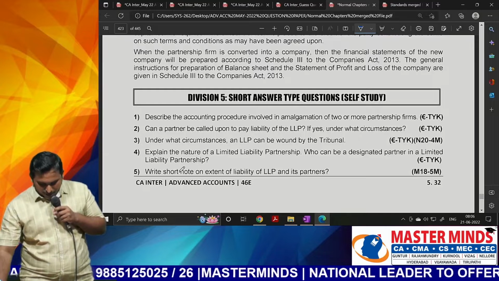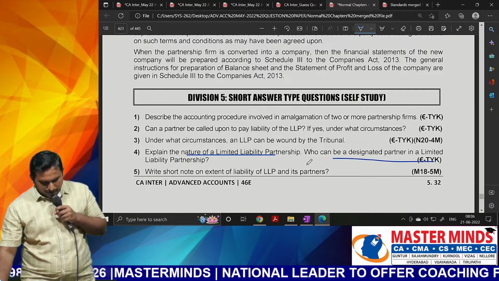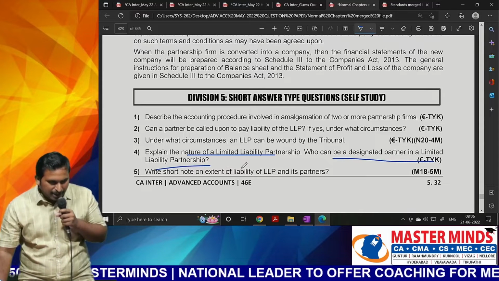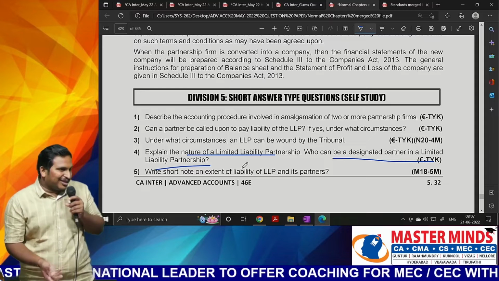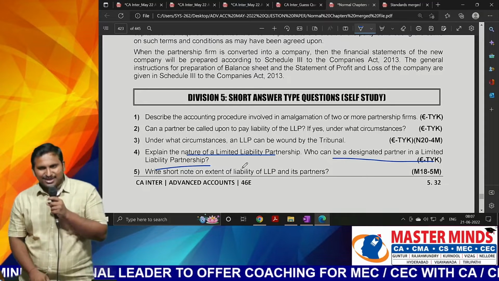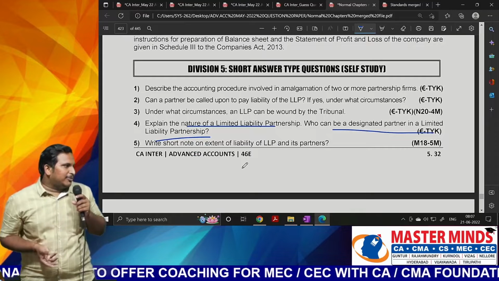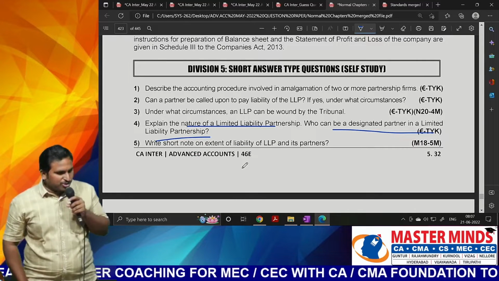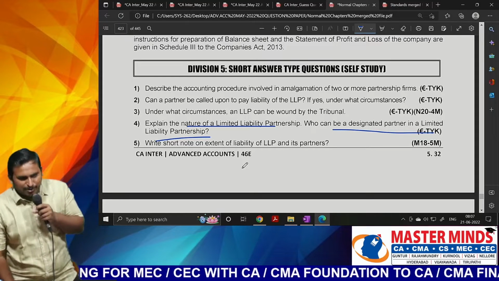In short answer questions also we have given that question on the nature of LLP and who can be a designated partner in a LLP. I don't say you generally prepare those short answer questions. But one thing I can say, whenever we communicate a few theory topics in the classroom, to that extent at least you should prepare. LLP is a topic which everybody will discuss. It's one of the important topics.